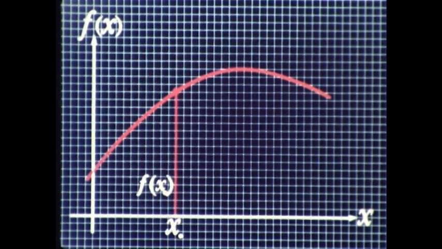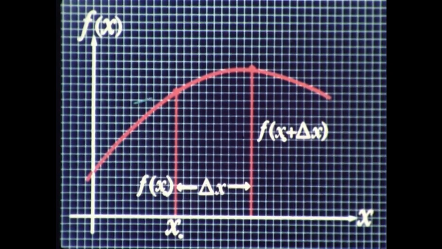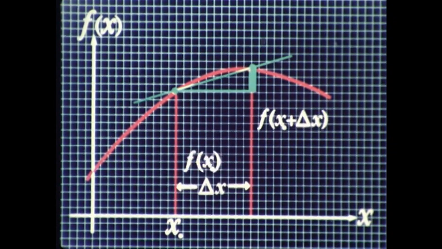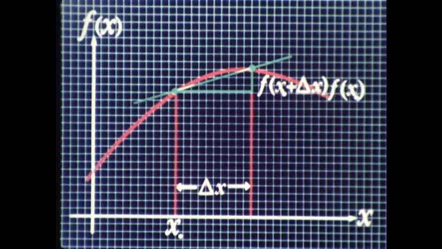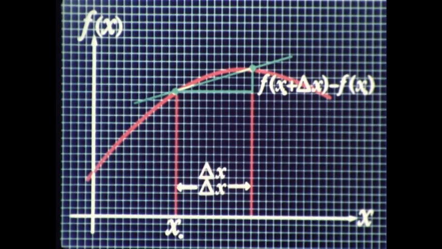Pick a value x naught and an increment delta x, and draw the chord joining the points on the graph of f where x equals x naught and x equals x naught plus delta x. Its slope is the altitude f of x naught plus delta x minus f of x naught of the triangle divided by its base delta x.